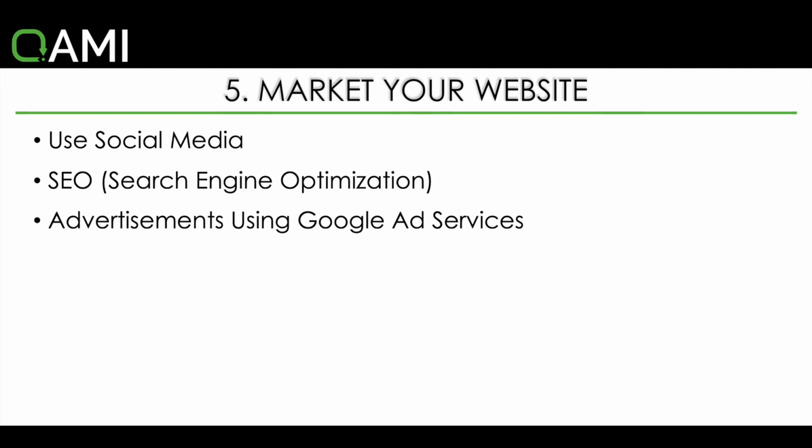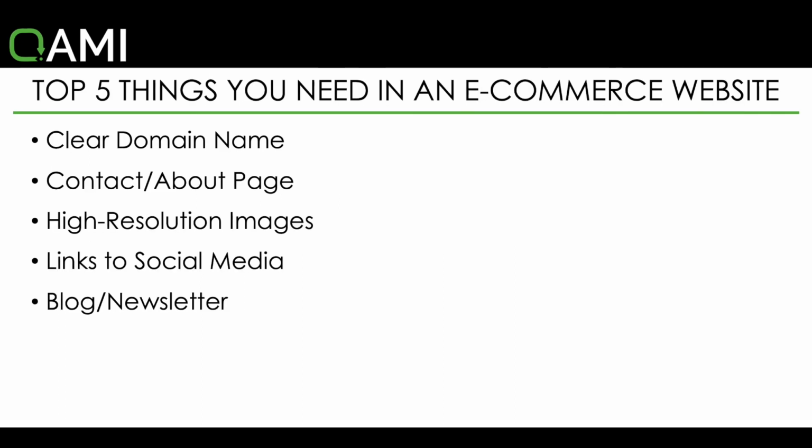Now, before we leave, we wanted to give you guys some extra resources that you can use to help build your website or your company. Number one, I just have a list of top 5 things that you should also consider having in your e-commerce website. So, number one, we already talked about having a clear domain name. We also, in the video, created a contact or about page, which you should consider putting into your website so that customers can reach out to you if they have any questions. Third, you should focus on having high-resolution images as well as links to your social media, or even consider having a blog so that customers can keep up with what you're doing as a business.